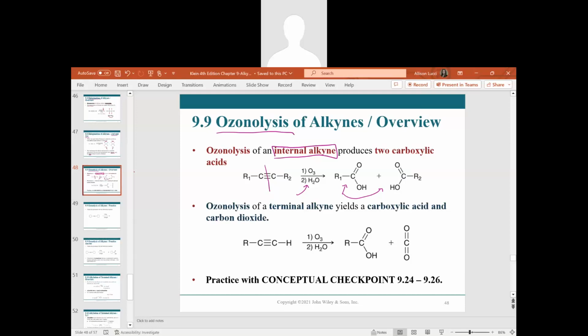Now, if we have a terminal alkyne, we get a different variety of products. All right, so this bond is cleaved here, and on the one side we'll get our carboxylic acid, but from the other side, being treated with ozone, we'll end up generating CO2. So we get a carboxylic acid and carbon dioxide. Again, that's with a terminal alkyne.